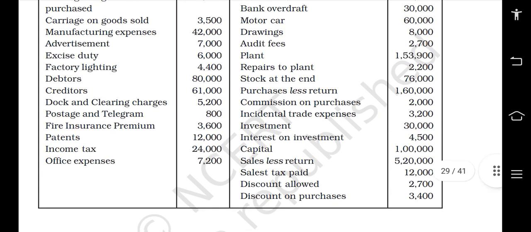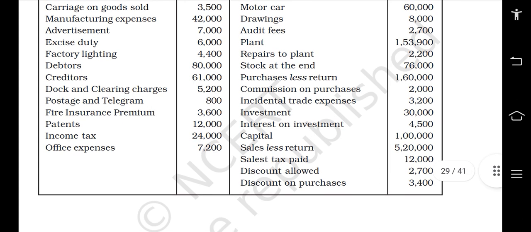It is given as an adjustment after the trial balance. If some adjustment is given, then only we have to write this stock at the end or closing stock in the trading account. Otherwise, if the closing stock is given in the trial balance, then you have to write it only on the asset side of the balance sheet, and not in the trading account.